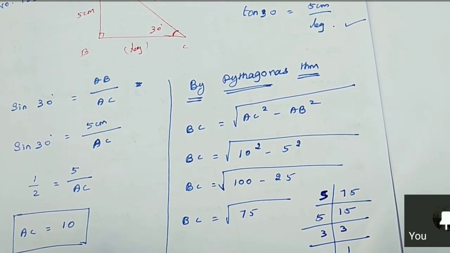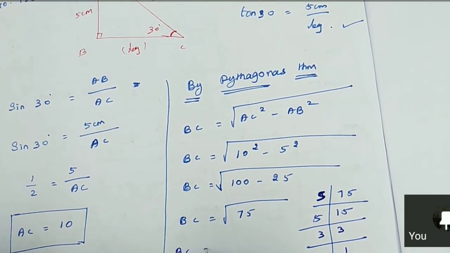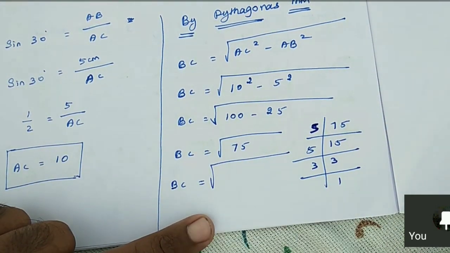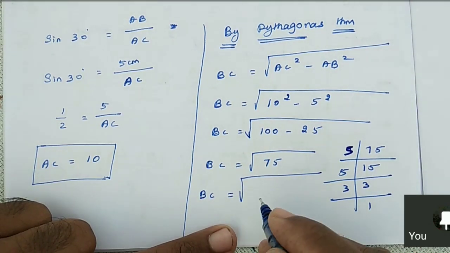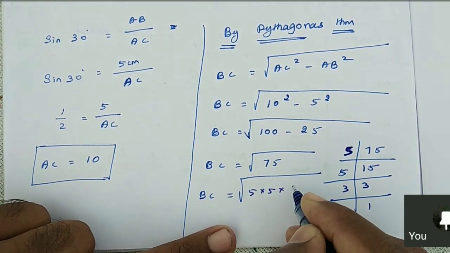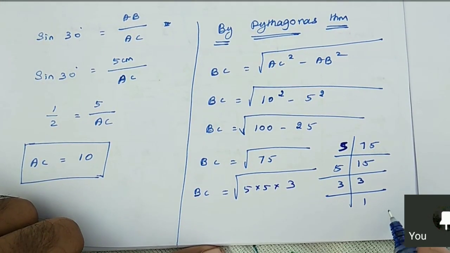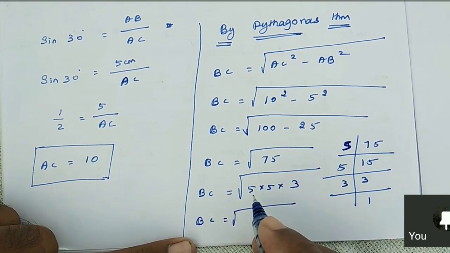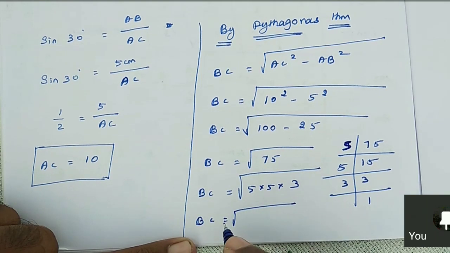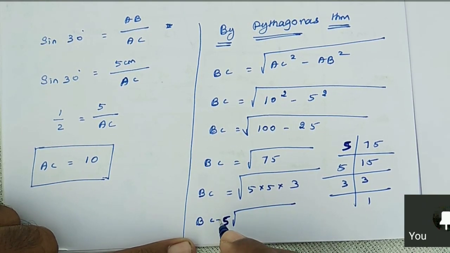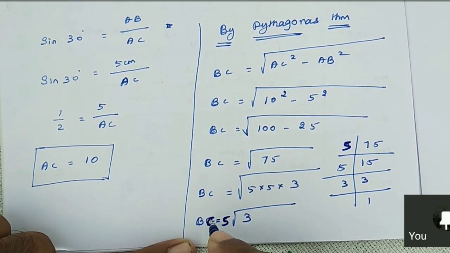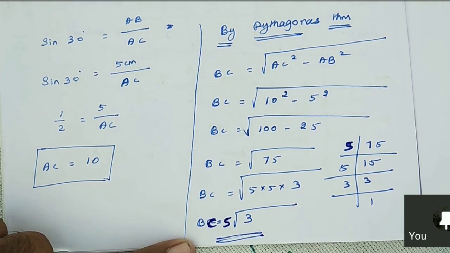3, remaining 1. So we can write 75 as a product of prime factors, 5 into 5 into 3, right? Next, BC is equal to root of, among these two 5s we will take one 5 outside, so it will come outside. The remaining is only 3. So the answer is BC is equal to 5 root 3. Are you clear?